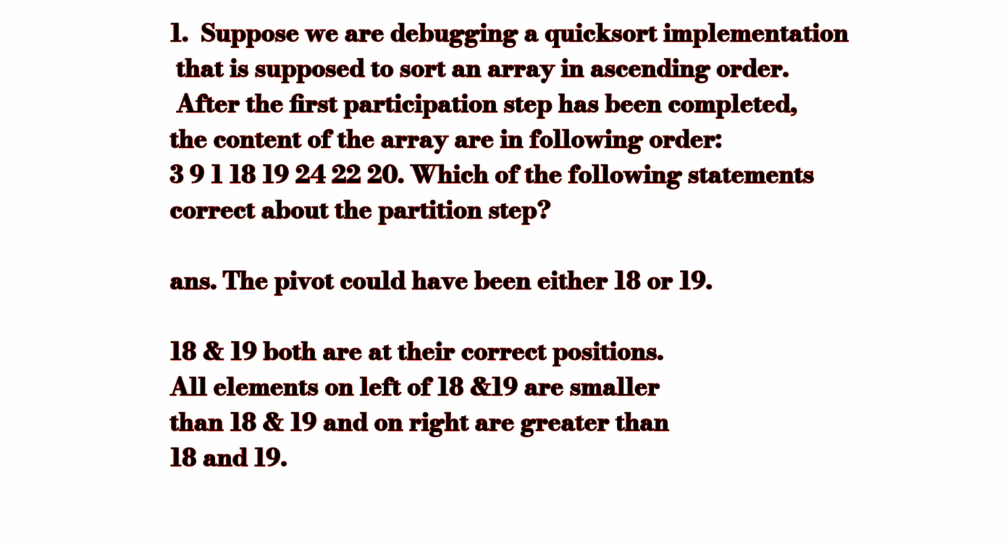Answer option C, the pivot could have been either 18 or 19, because 18 and 19 both are at their correct positions. Also, all elements on the left of 18 and 19 are smaller than 18 and 19, and on the right are greater than 18 and 19. That is the reason behind this answer.